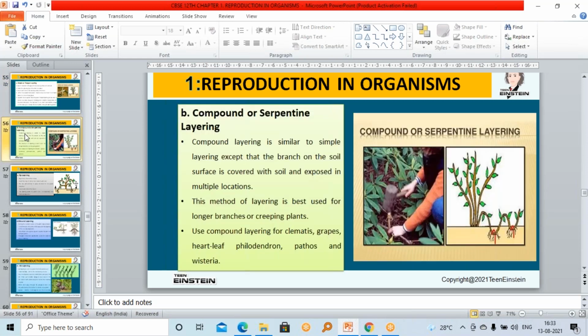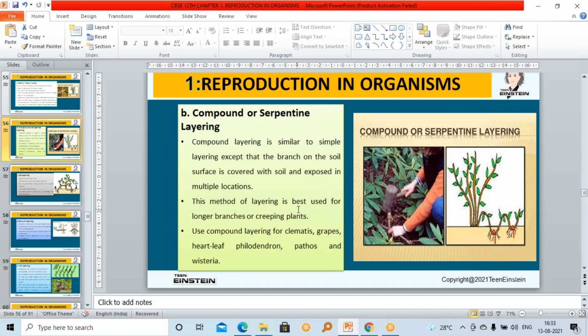Next method is compound layering or serpentine layering. See, there is no need to learn all these things by heart. Just remember the picture and learn the examples. From the picture itself, you can write. The procedure is similar. There is a slight variation in each method. That's all. The next method is compound layering or serpentine layering.